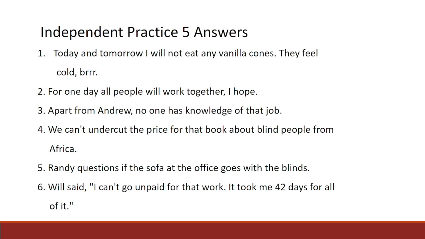3, period. Apart from Andrew, comma, no one has knowledge of that job, period. 4, period. We can't undercut the price for that book about blind people from Africa, period. 5, period. Randy questions if the sofa at the office goes with the blinds, period. 6, period. Will said, comma, quote, I can't go unpaid for that work, period. It took me 42 days for all of it, period, end quote.